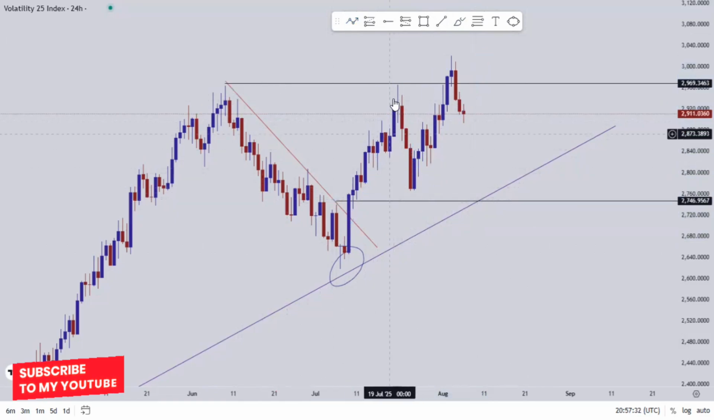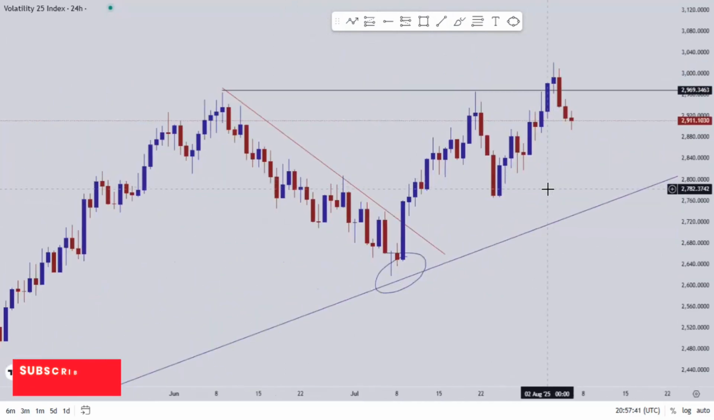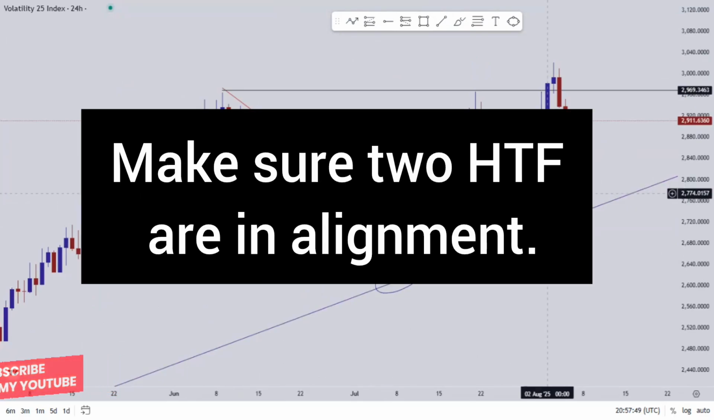So when I saw this particular movement coming down, right? Then I went down to what? The 8-hourly time frame. And I told you, once you want to be very profitable with this particular strategy, make sure two higher time frames are in agreement.